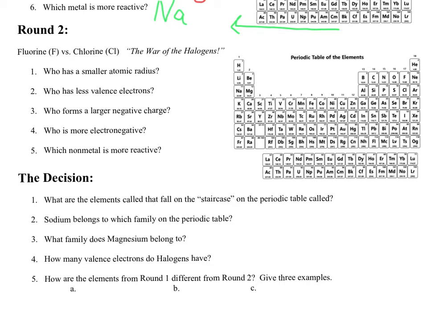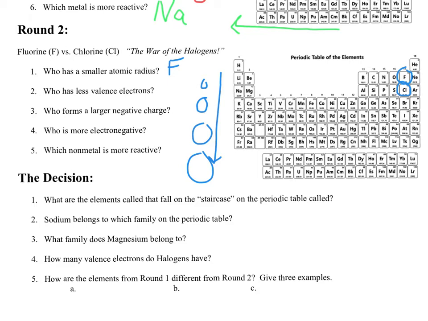Fluorine and chlorine are both halogens. So fluorine is above chlorine. Because of that, that's going to make a difference in some of their properties. So first of all, who has a smaller atomic radius? Well, remember, as we go down the periodic table, the size of the radius gets bigger and bigger because you're adding an energy level. So fluorine, because it's above chlorine, would have a smaller atomic radius because it has 1 less energy level than chlorine.